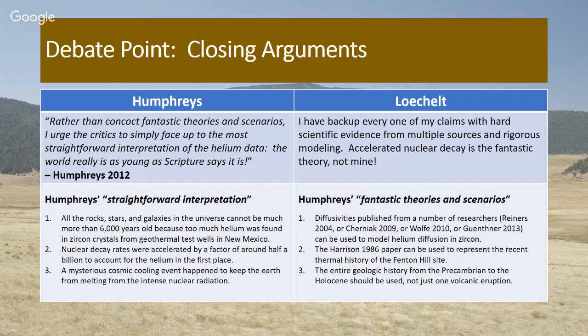Which view is a straightforward interpretation of the data and which one is a fantastic theory and a scenario? And I itemize it there. Is it the view that everything's 6,000 years old, that nuclear decay rates were accelerated, and that some mysterious cooling event happened? Or is it that you can put together a model and just use diffusivities published in the literature, thermal histories published in the literature, carefully take into account the entire geologic history from the Precambrian to the Holocene, put it in a model, and using conventional physics, match the data? Which one is straightforward? Which one is a fantastic theory? And that's my closing statement.